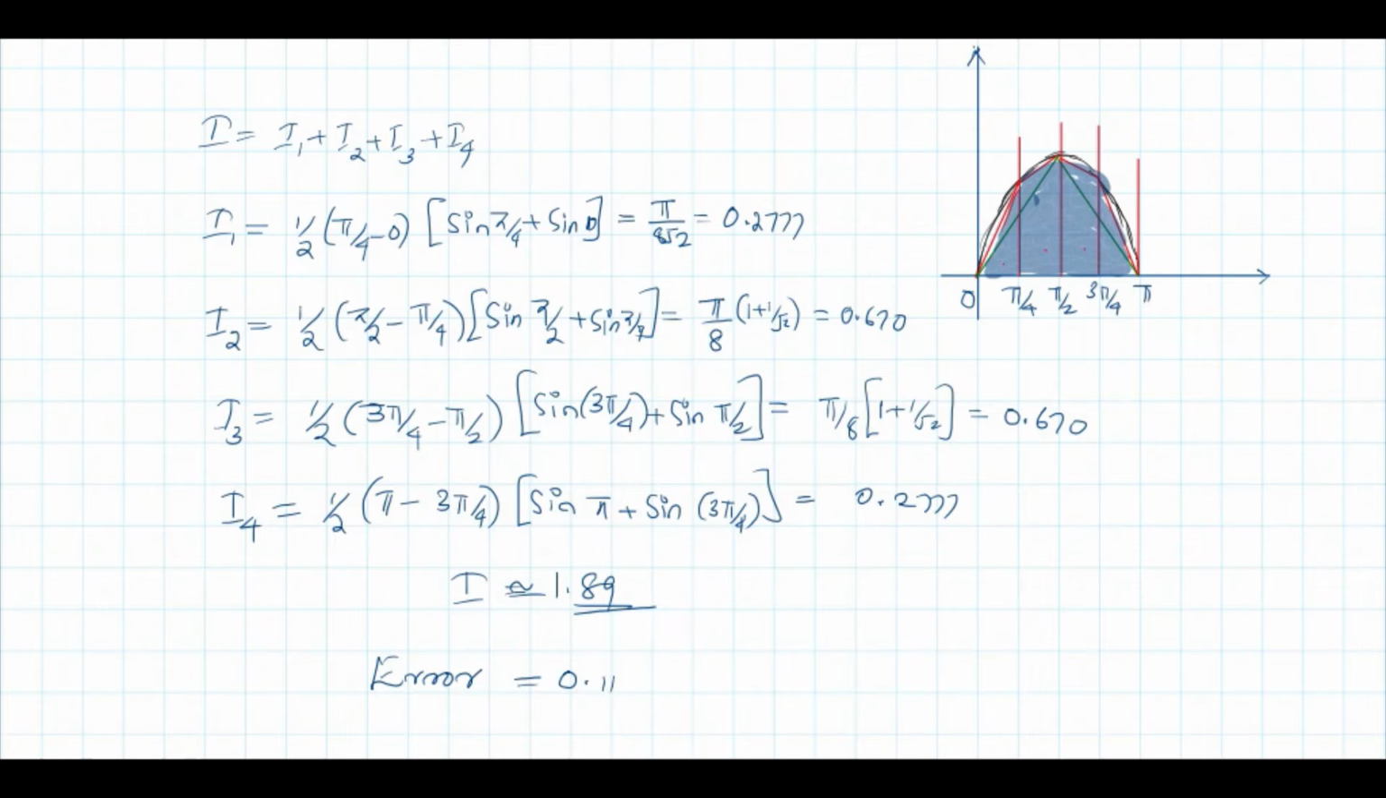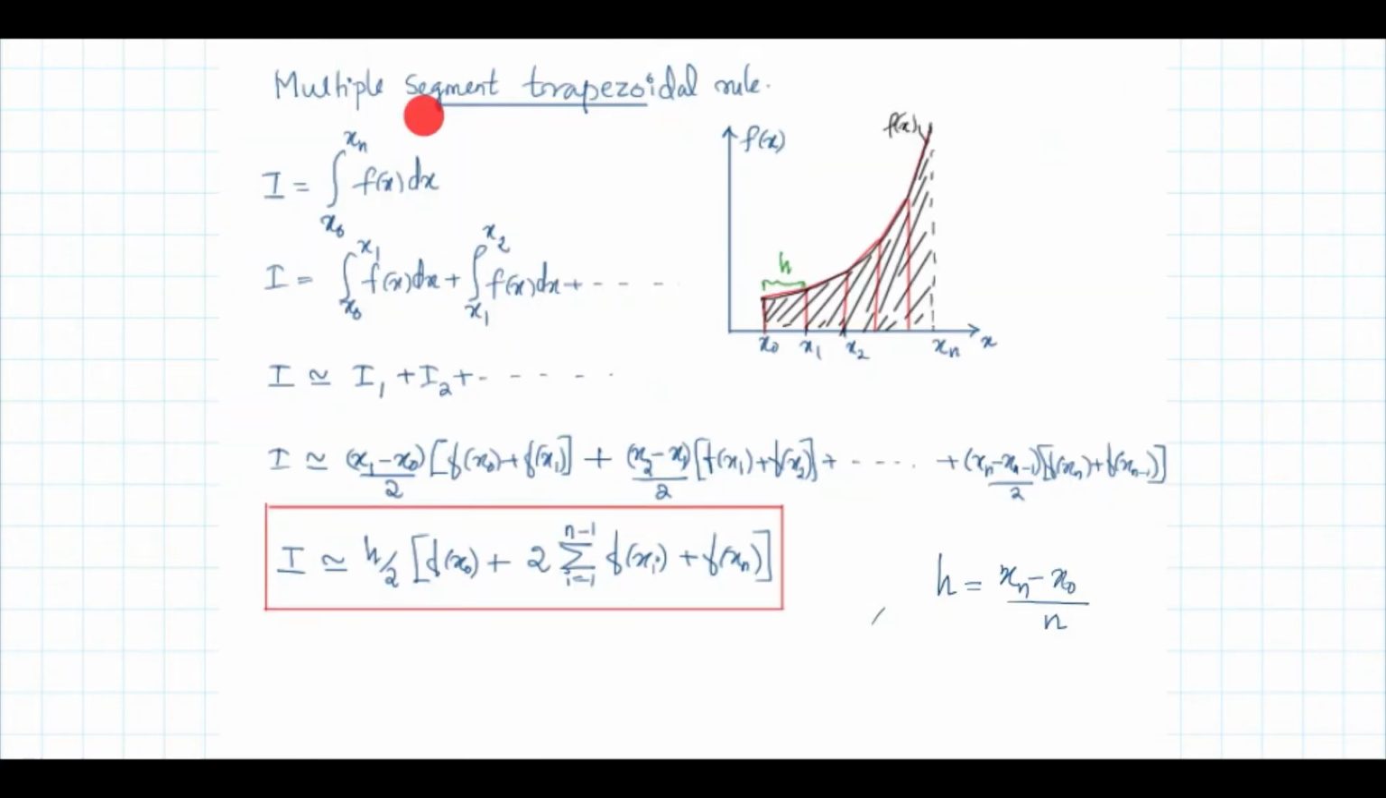If you divide it into 8 parts or 6 or 5, any number, you can divide it into any number of parts, okay, no restriction. If you divide it into 9 or 12 or 14 or 15 or 100, if you increase the number of segments, the error will get reduced. And with this idea, we can look at multiple segment trapezoidal rule.